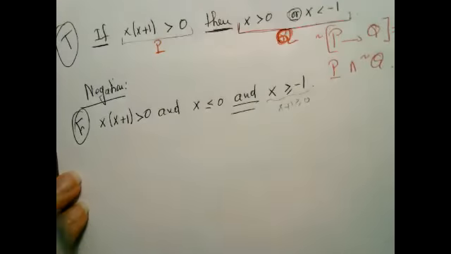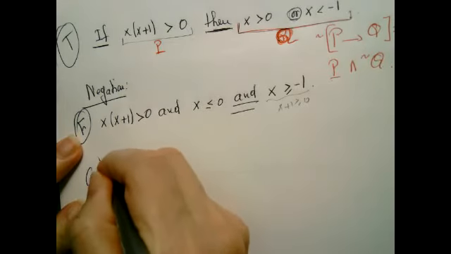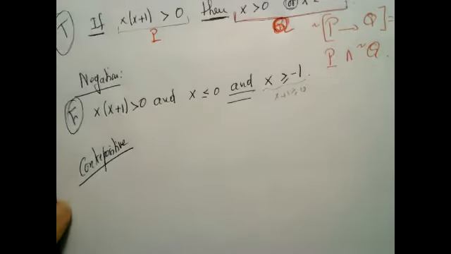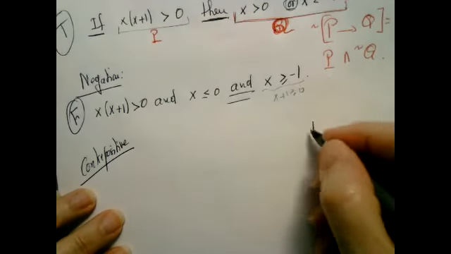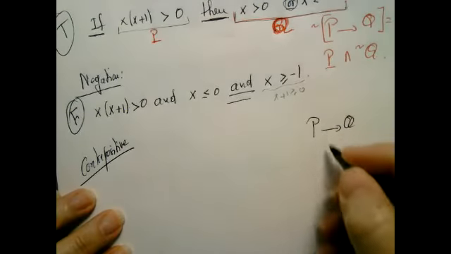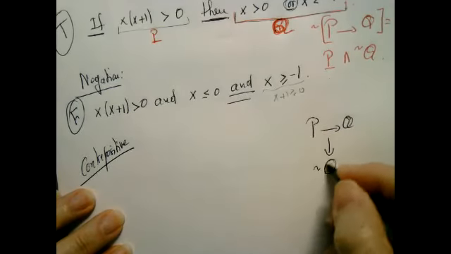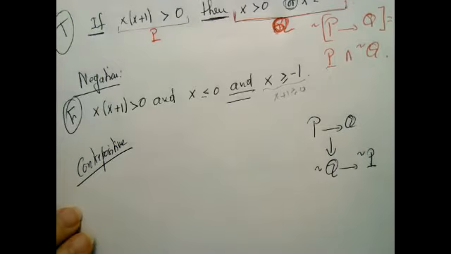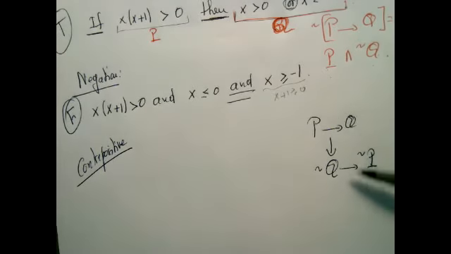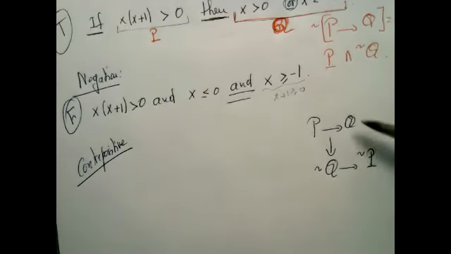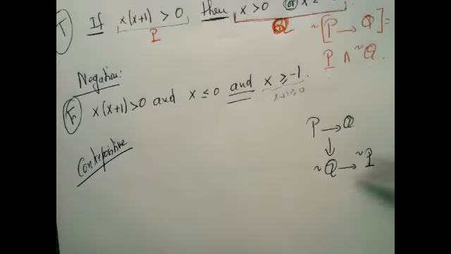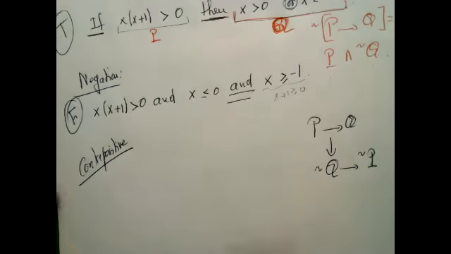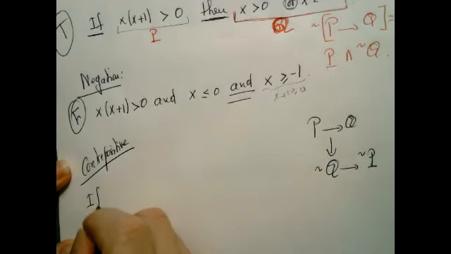All right, what's the contrapositive? Remember, suppose I call them P and Q. The contrapositive is if non-Q, then non-P. And if P then Q and if non-Q then non-P are logically equivalent. If this is true, this has to be true. If this is false, this has to be false. All right, so what's going to be the contrapositive? Remember, it's if, then.